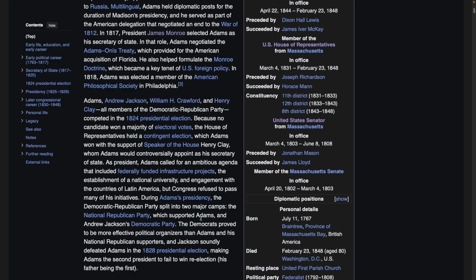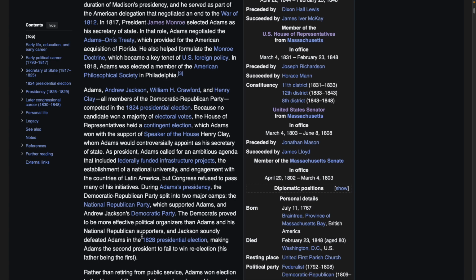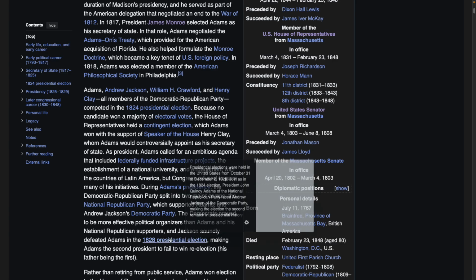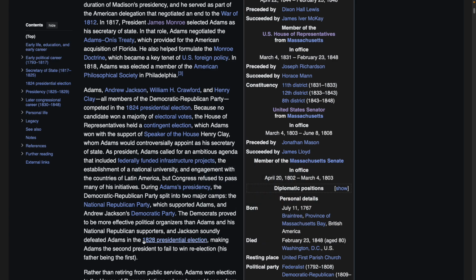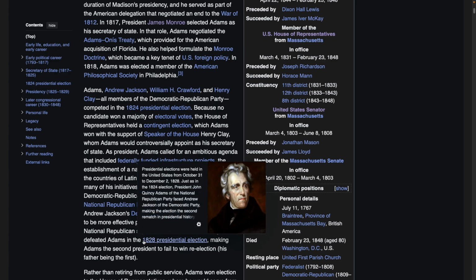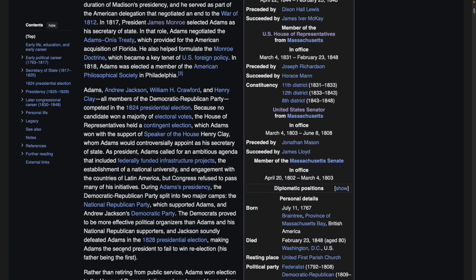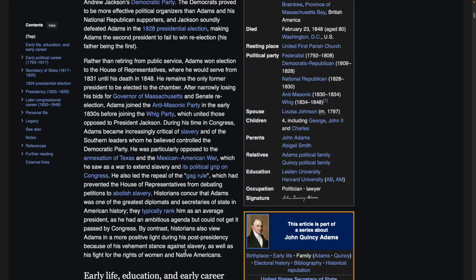So the Democrats proved to be more effective political organizers than Adams and his National Republican supporters, and Jackson soundly defeated Adams in the 1828 presidential election, making Adams the second president to fail to win re-election, his father being the first. So the apple doesn't fall far from the tree.